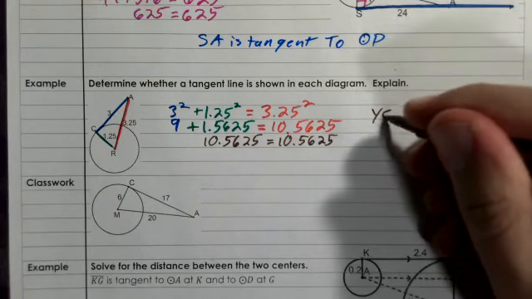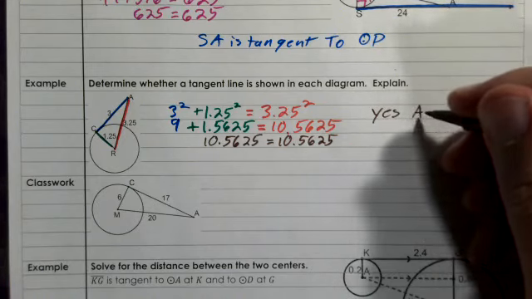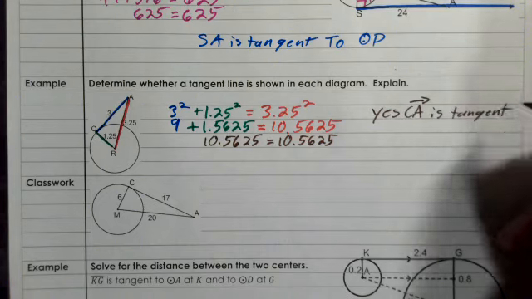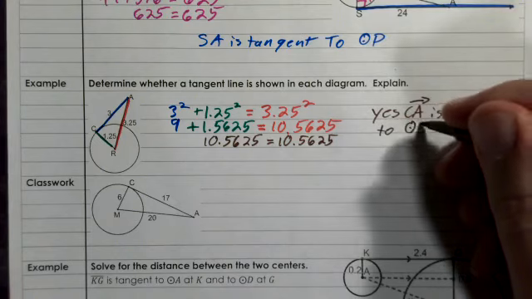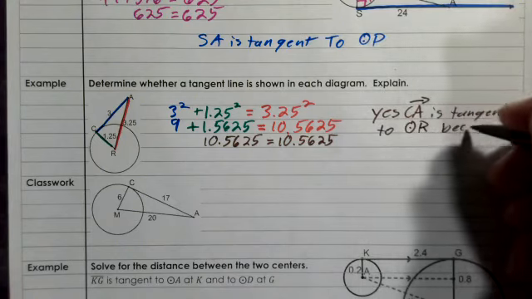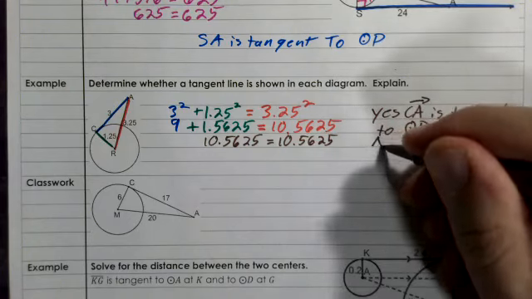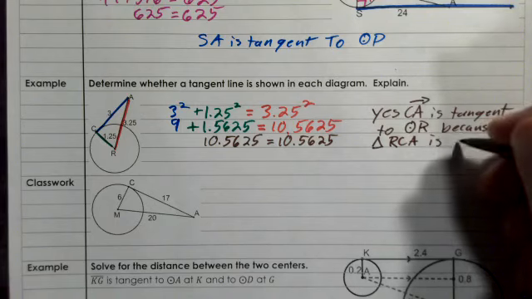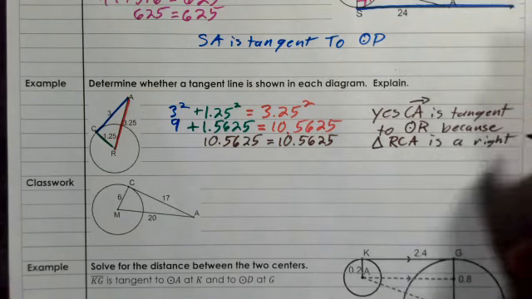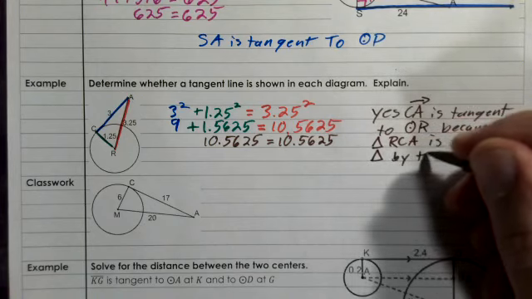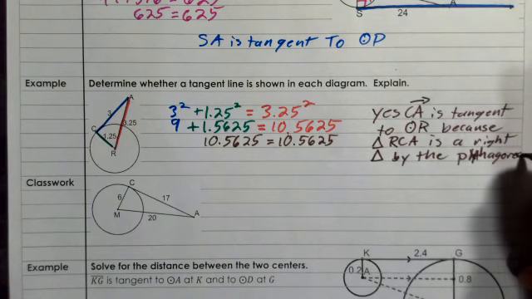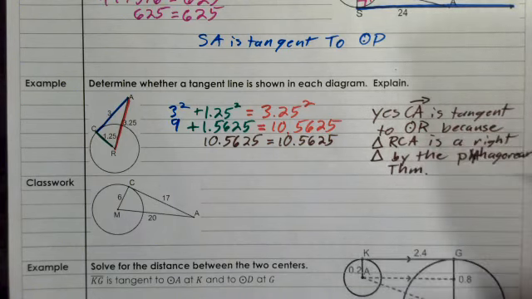So, yes, CA is tangent to circle R because triangle RCA is a right triangle by the Pythagorean theorem. That's it.